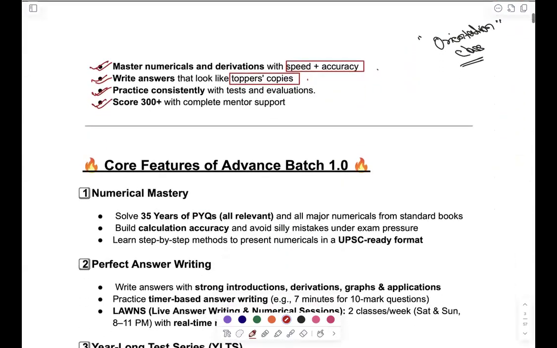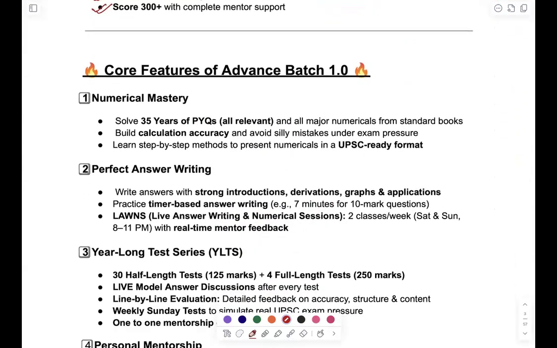What all these things are mentioned here. The first thing we are focusing upon is numerical mastery. I have told you that paper 1 is complete and in paper 2 some of the sections are numerical oriented now.